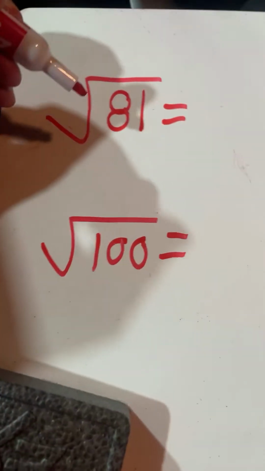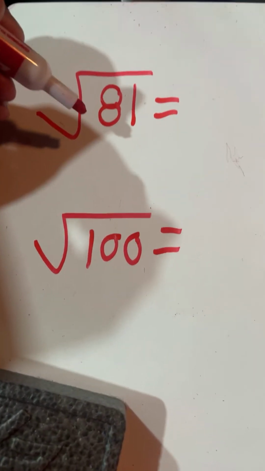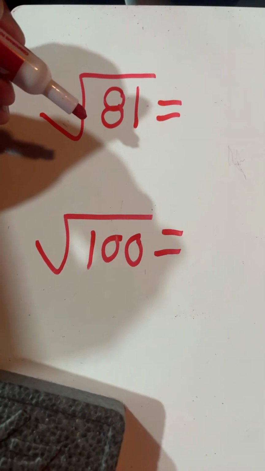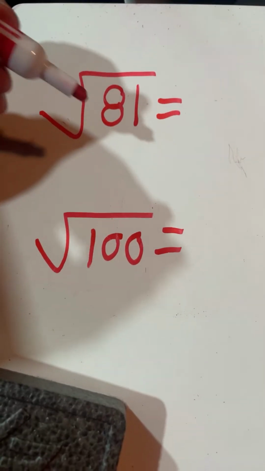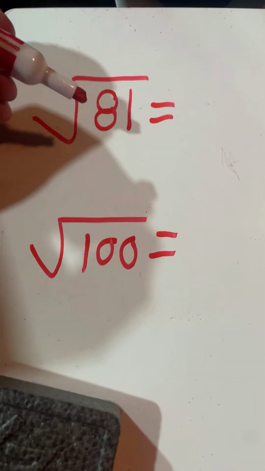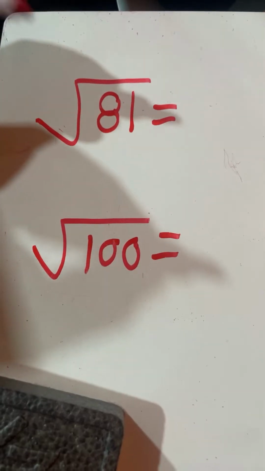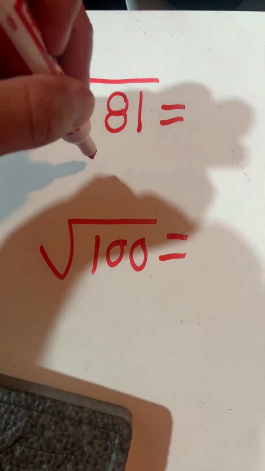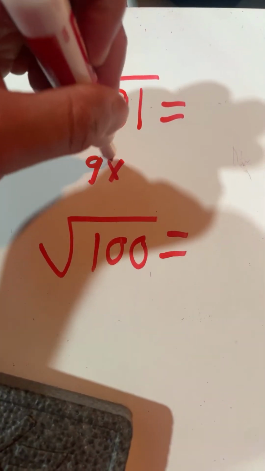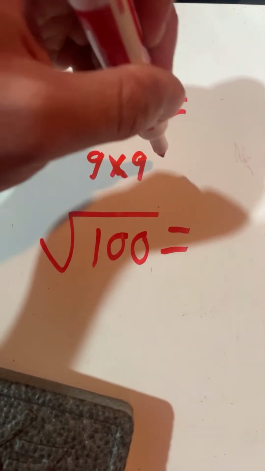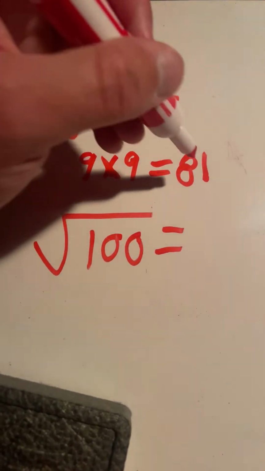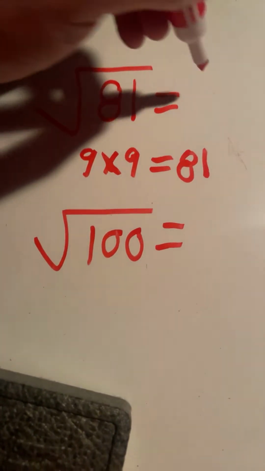So the square root of 81. So whenever we're determining the square root of a number, we have to ask ourselves, what number multiplied by itself equals that number? So what number multiplied by itself equals 81? So 9 times 9 equals 81. So 9 multiplied by itself equals 81. The square root of 81 equals 9.